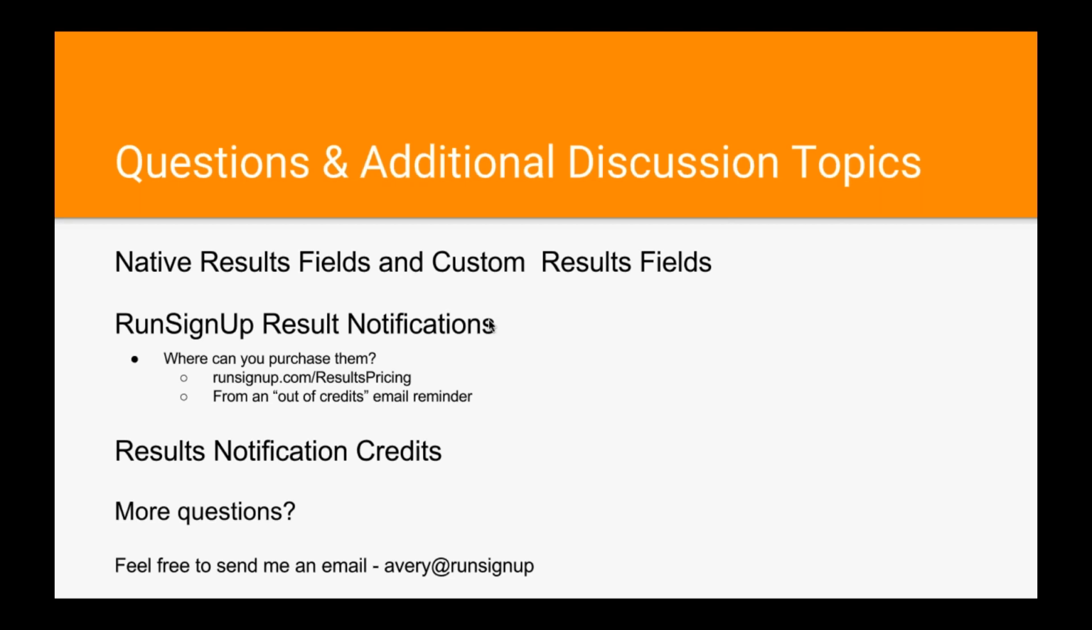RunSignUp result notifications. This is always a good thing to go over. The way they work is they are an opt-in feature. So you don't automatically get sent these notifications just because you typed your email in when you signed up. They do have to say that, yes, I want to receive email notifications, here's the email I want to receive them at, and yes, I want to receive text notifications, and here's the number I want to receive them at. Additionally, for those SMS text notifications, they have to agree to the opt-in via an agreement text that RunSignUp sends.